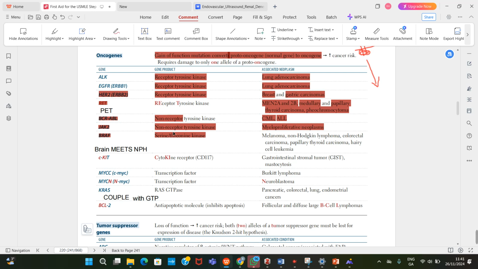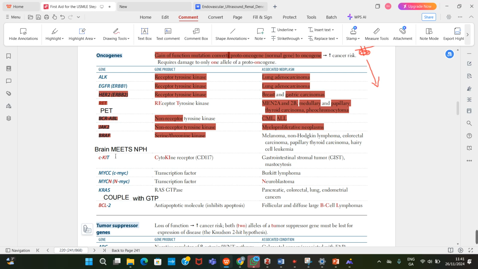BRAF is not a tyrosine kinase, but instead it activates serine or threonine. So it is a serine or threonine kinase. And I have a code here, which is "brain meets NPH." BRAF can be tested. Very important information I've given you. So, the brain meets NPH.